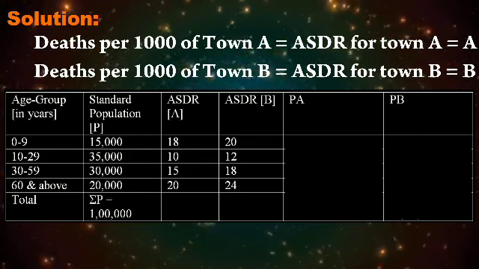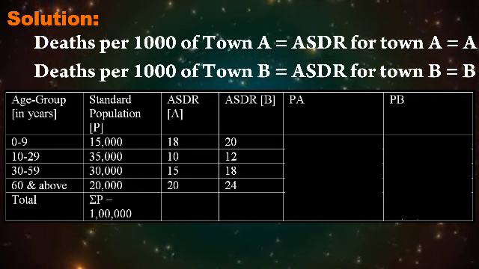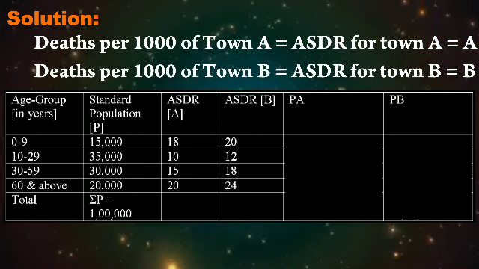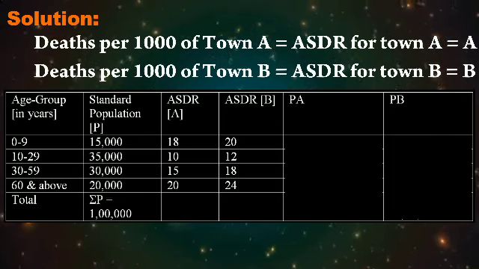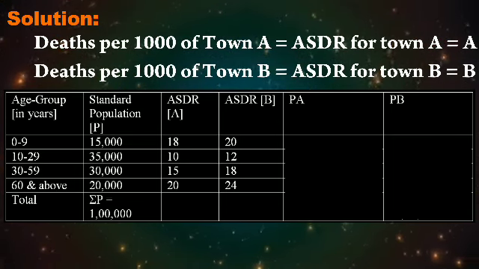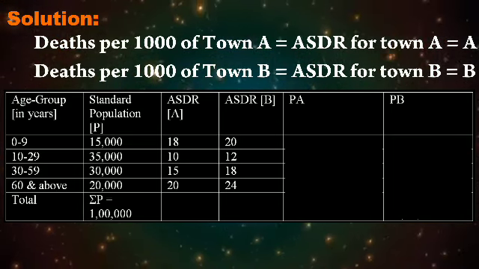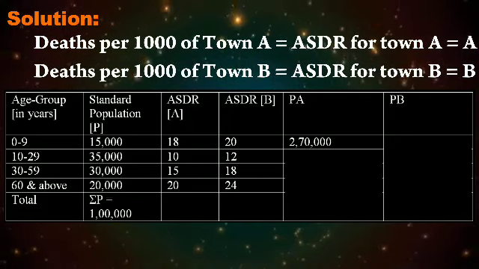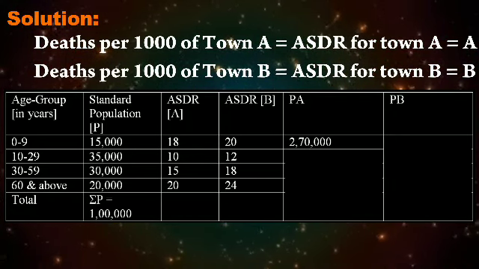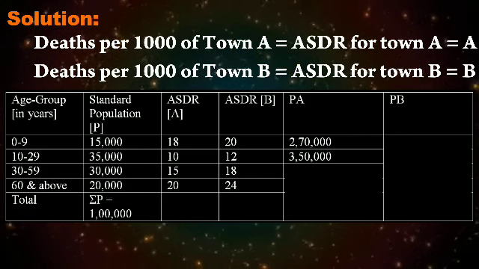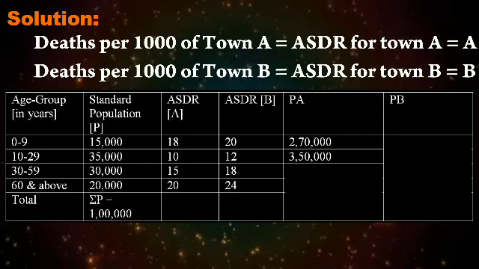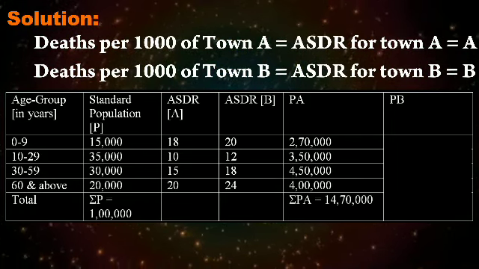After that, in order to find STDR, you should find the product of PA and the product of PB. So, compute the PA values in the next column. 18 multiplied by 15,000 is 2,70,000. 10 multiplied by 35,000 is 3,50,000. Similarly, compute the other two values and find the sum total of PA.